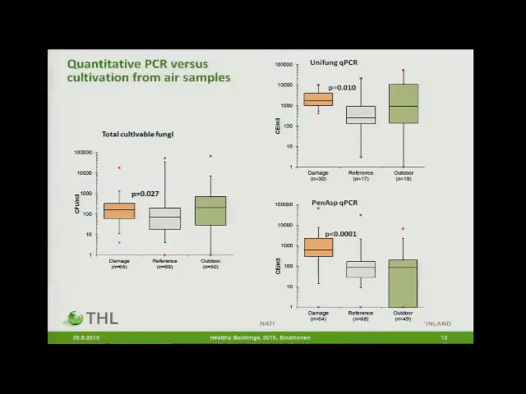I'm seeing already Mia moving a bit nervously. Of course, we don't make an interpretation in cultivation only based on total counts, but we do take into consideration indicator taxa.